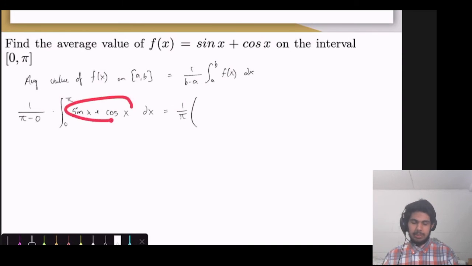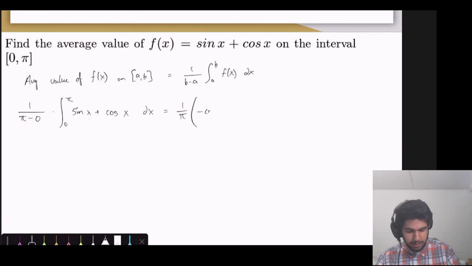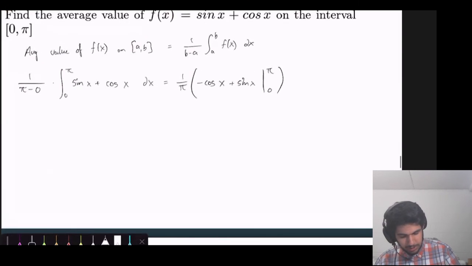So we can treat this as an indefinite integral, then we'll reintroduce the limits. The integral of sine of x is negative cosine of x. And the integral of cosine of x is sine of x, so we add sine of x. And we're going to evaluate this at pi and 0. So this will be equal to 1 over pi times negative cosine of pi plus sine of pi, minus negative cosine of 0 plus sine of 0.